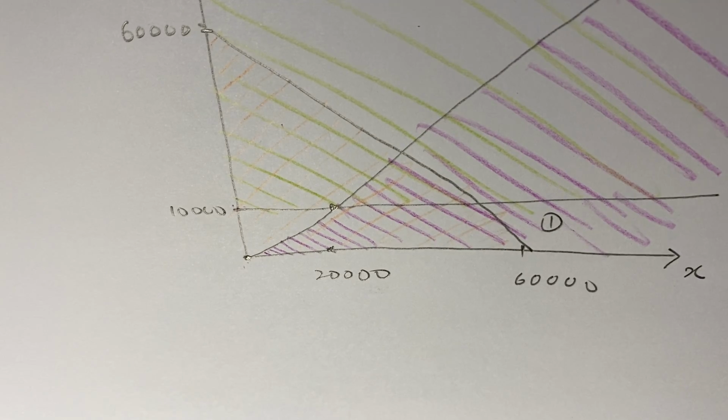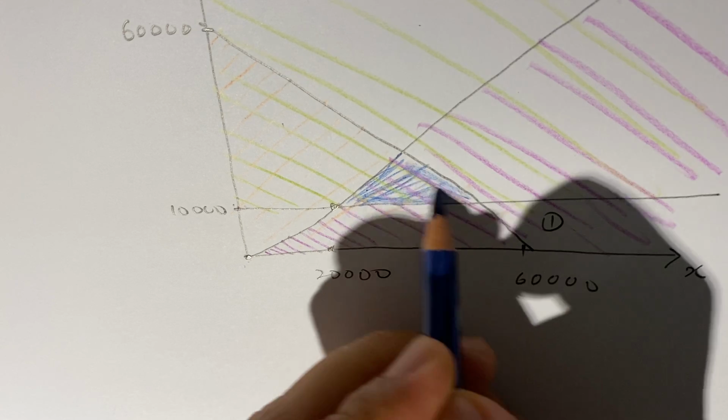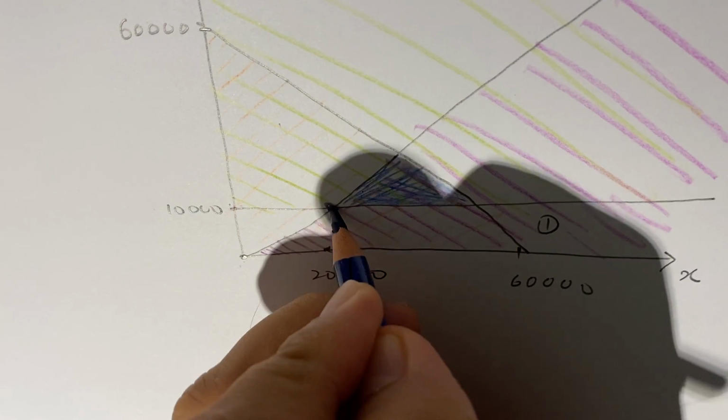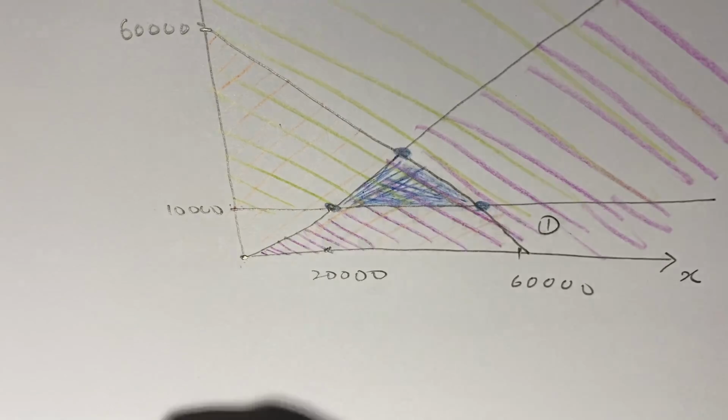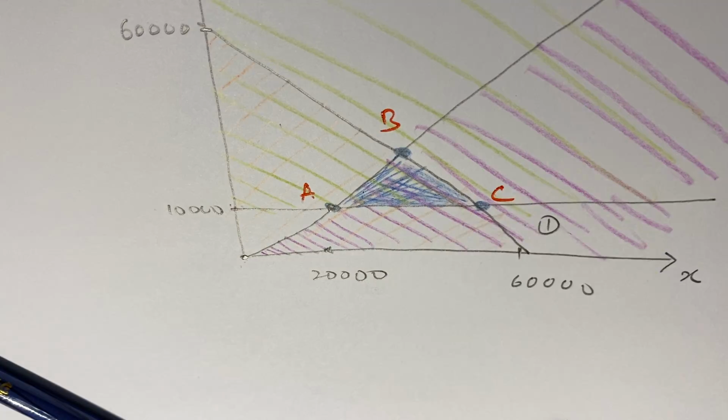So look at the region where all three shades or patterns intersect, the one that basically overlaps on each other. That will be indicated by this triangle here. What is this triangle? It is the triangle that fulfills all these constraints, and we know that we have three corner points: corner A, B, and C.